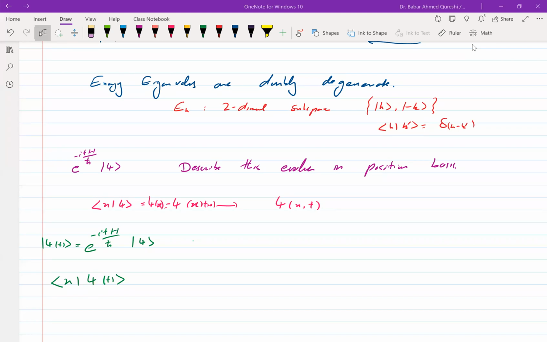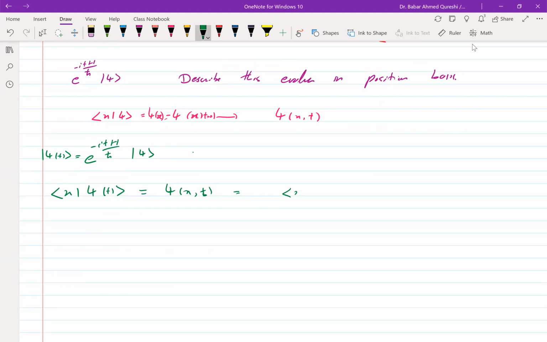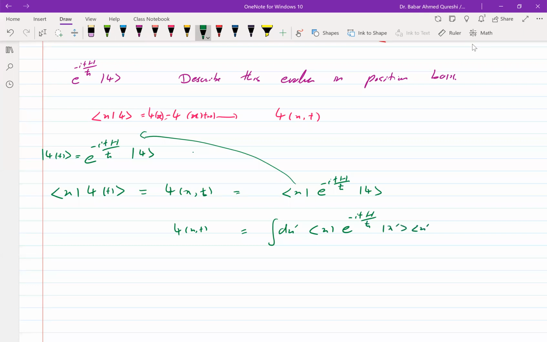So you have the state at a later time, you project it onto x. So this is psi of x, t, the components of the state at a later time. Or in common language, you say the wave function at later time t. So how do you find it? This is just x acting on this. And I can now include an identity, integral of dx dash, x dash, and this is psi of x dash.